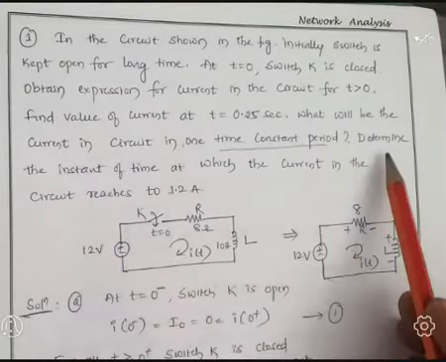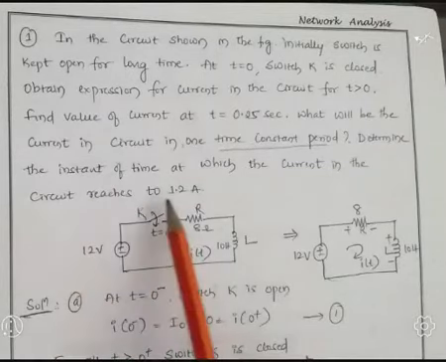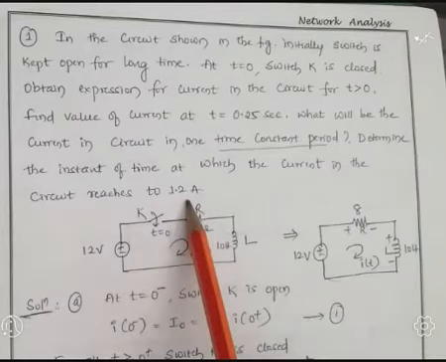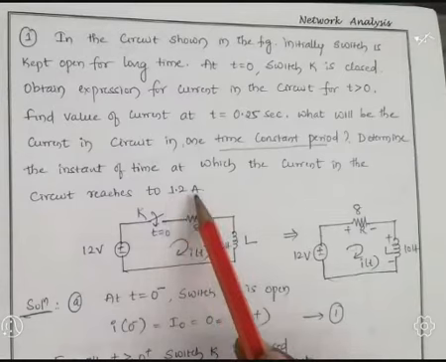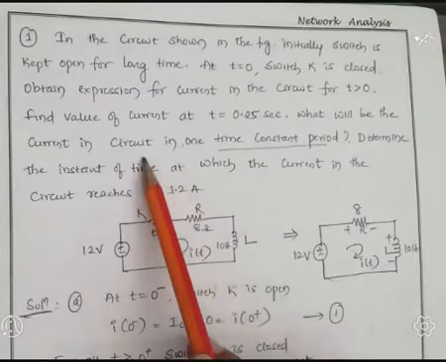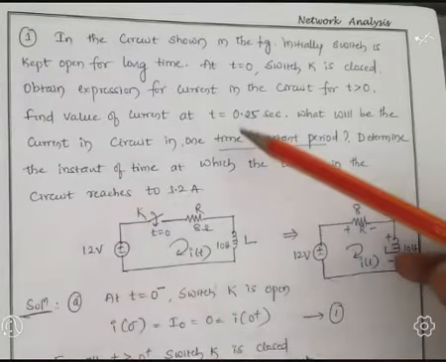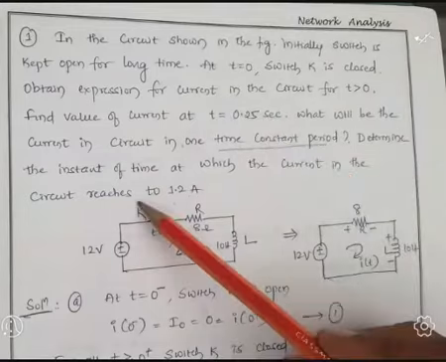Next is asking for what? Determine the instant of time. We have to calculate the time here. The instant of time at which the current in this circuit reaches 1.2 amperes. When in the given circuit the current reaches 1.2 amperes, at that time, what will be the time? For the particular current, you have to calculate. So first two things, we have to calculate the current for the given times. Here, vice versa, we have to calculate the time.